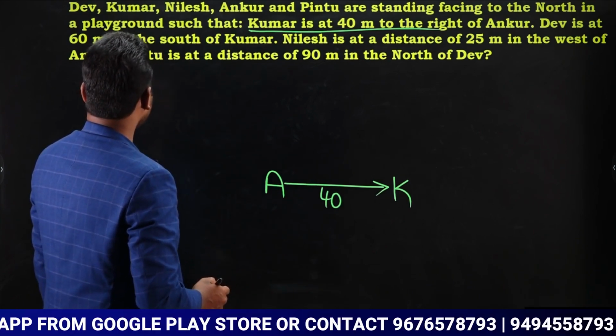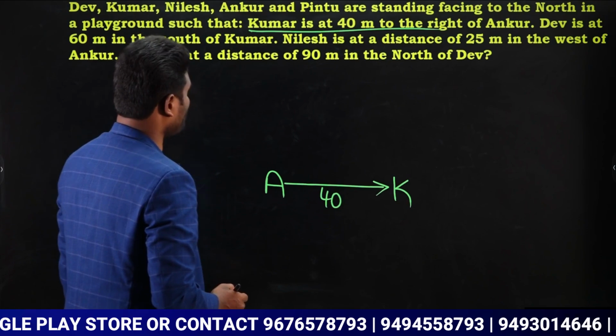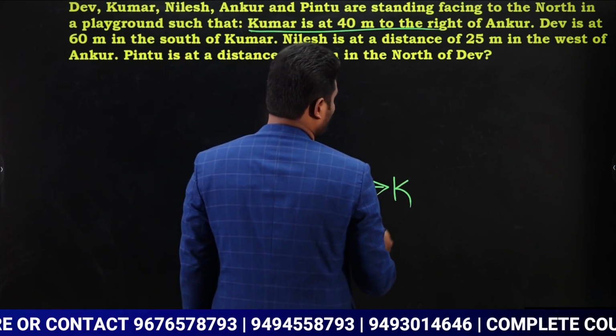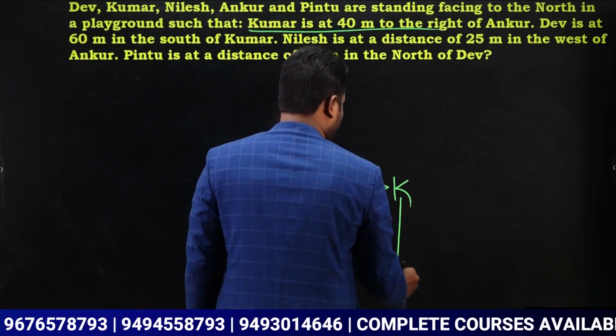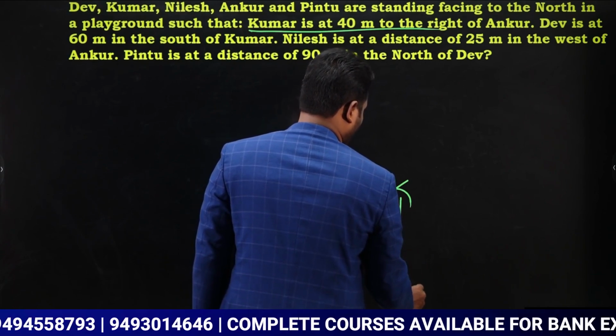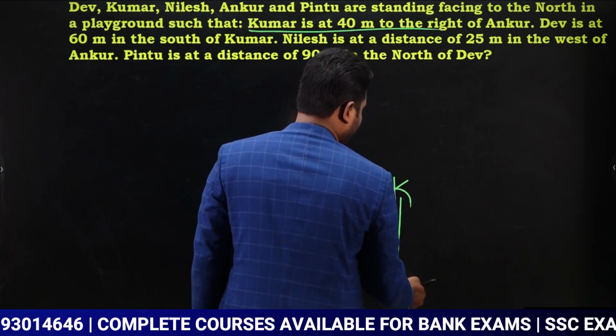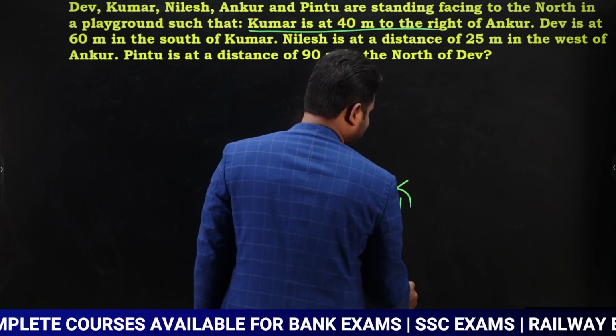Dev is at 60 meters in the south of Kumar. Dev is at 60 meters south of Kumar, so this is Kumar. For Kumar, 60 meters south. For Kumar, 60 meters south, who is there? For Kumar, 60 meters south, Dev is there.